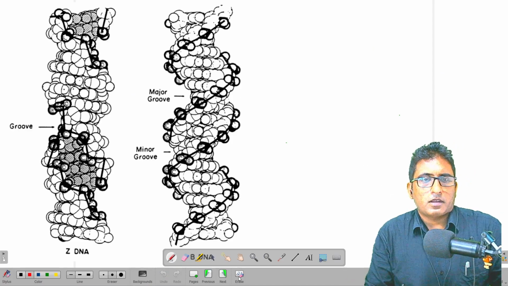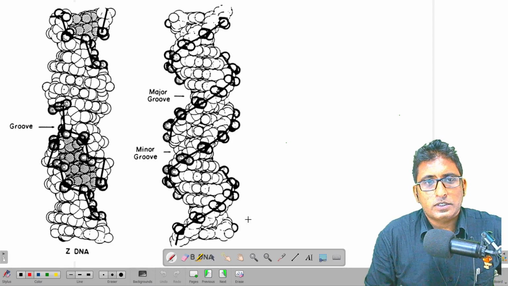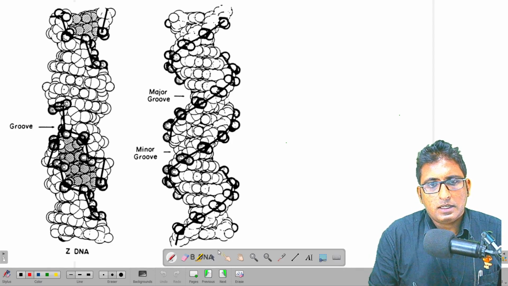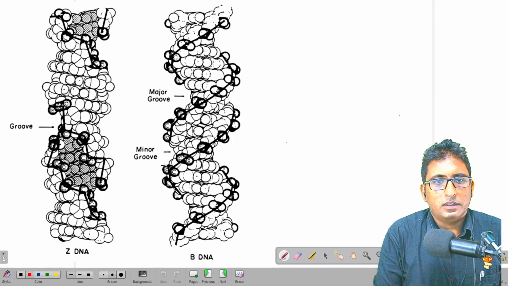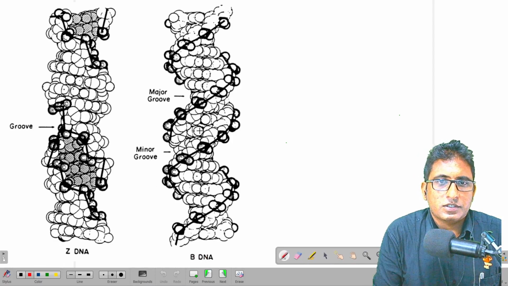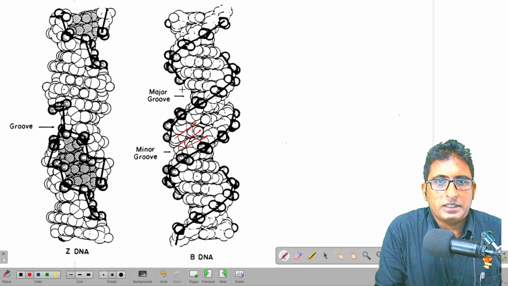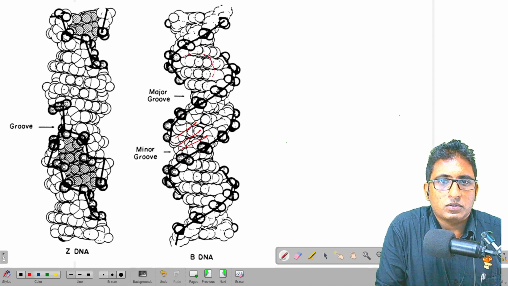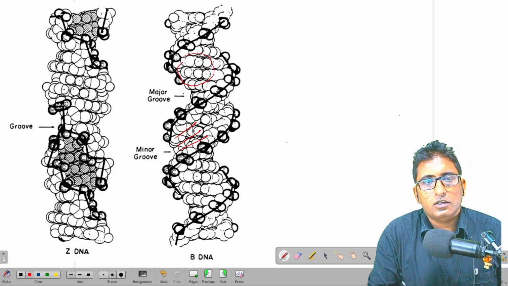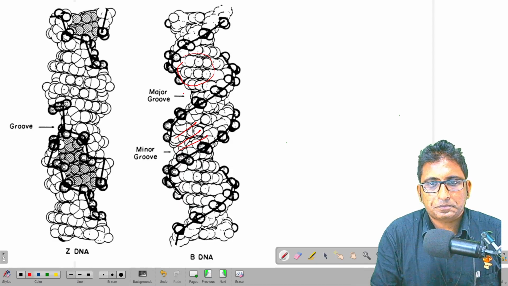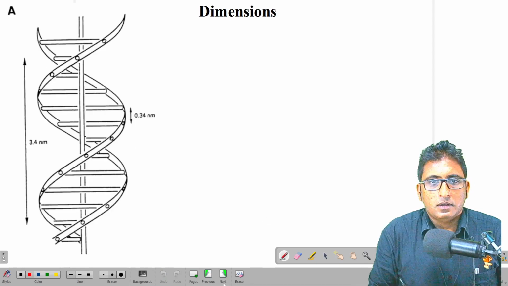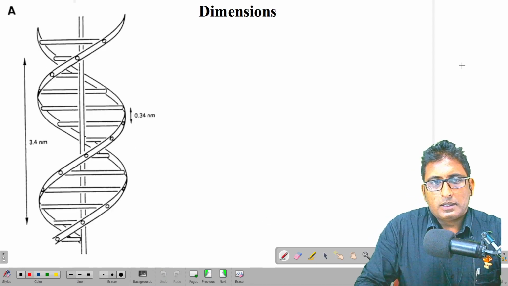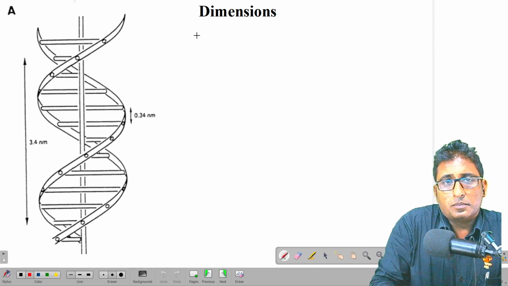Before going in there, we will also see that because of zDNA and that of bDNA, the minor groove has changes. This is the minor groove in case of the bDNA, and all this exposed area is the major groove, whereas in zDNA we have it in a different way. So there is something we will have to remember.